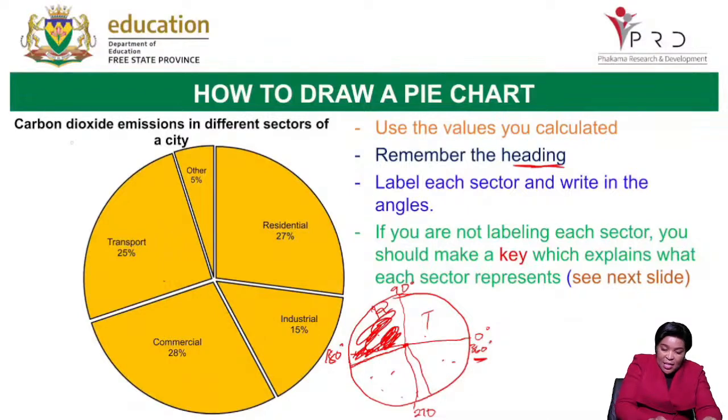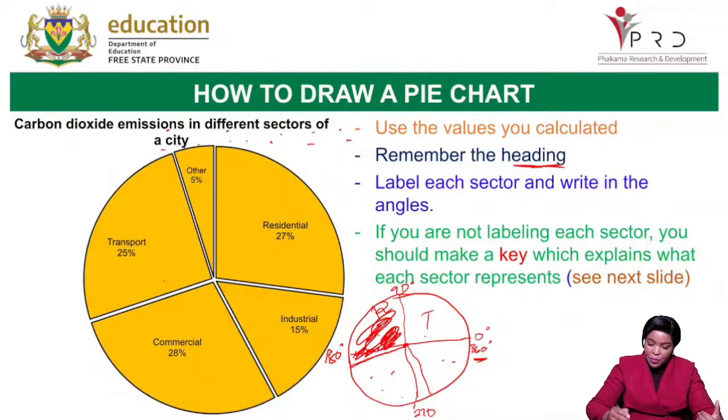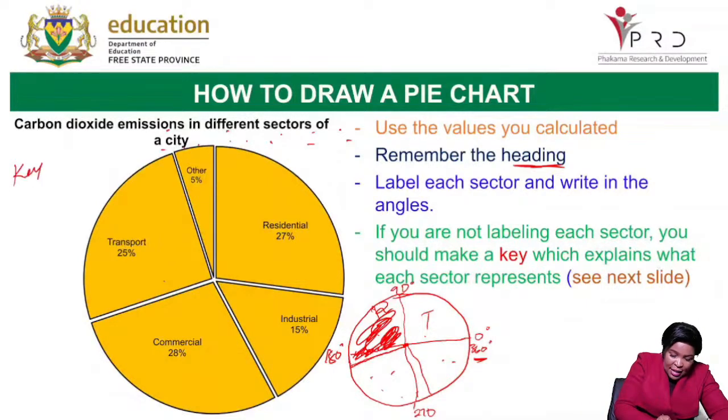Remember, you must also have a heading: carbon dioxide emissions in different sectors of a city in South Africa. You can even add that, because it was given to you in the table. Then if you are not labeling the sectors, you should make a key which explains what each sector represents. So some of you might have a key on the side to say the dots will be our transport. Then you have the stars, which will be representing residential. Then you have maybe the circles. The circles will be representing industrial. So you do it like that.